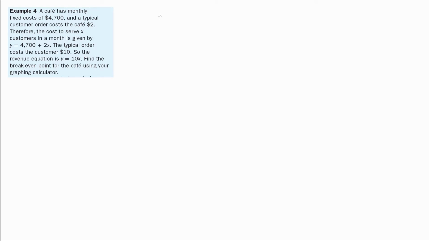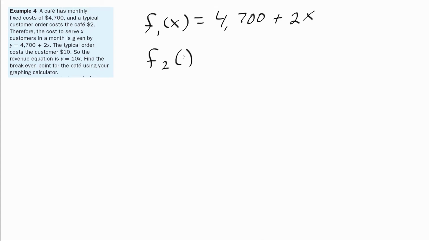Well, let's see. We've got everything we need. It's in our Y equals form. So our system of equations for this will be f sub 1 of x equals 4,700 plus 2x, and f sub 2 of x equals 10 times x. And this is our system of equations. We will go to our graphing calculator.